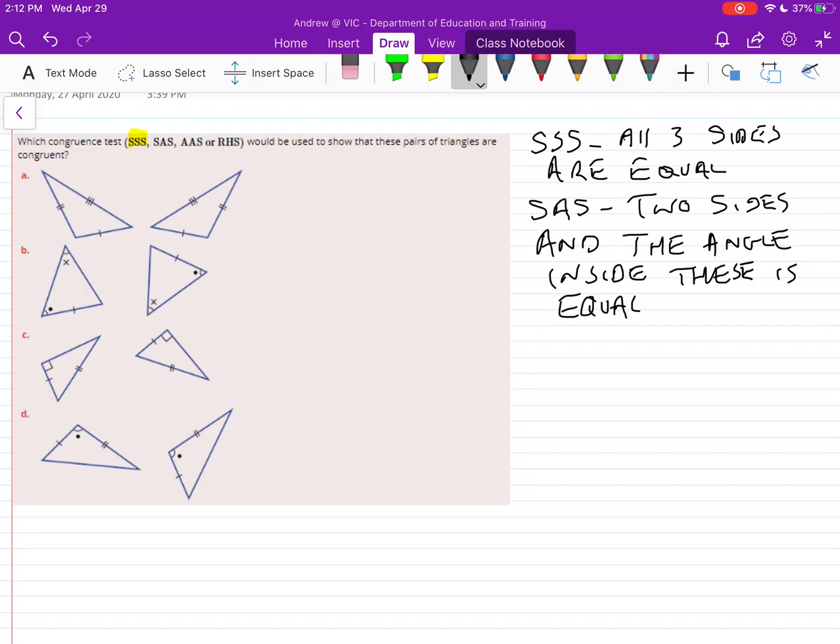We then have AAS, and this here is we have two angles and any sides are equal. I should say corresponding sides. Ooh, ran out of room there.